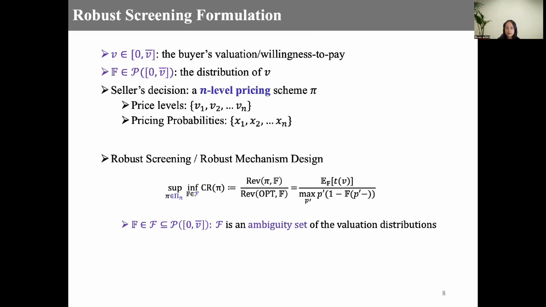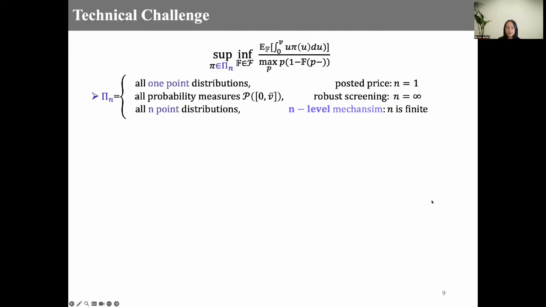Okay, so the seller considers an N-level pricing scheme and needs to determine the price levels and pricing probabilities. Since we don't know the willingness to pay distribution, we adopt a worst-case distribution within an ambiguity set that minimizes the ratio between the revenue achieved by the seller's mechanism and the best possible revenue that the seller could have obtained had he known the willingness to pay distribution. And then we use this performance ratio as the performance measure. The feasible price distribution includes all endpoint price distributions within the feasible valuation range.